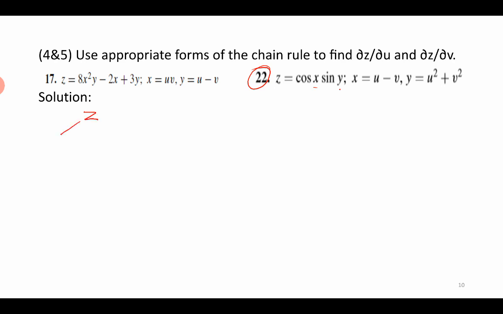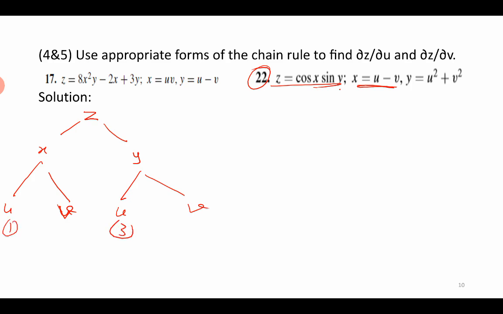z is a function of two variables x and y, isn't it? That's what we have from the given equation. Now x is a function of u and v. y is also a function of u and v. So there are four branches, and 1 and 3 are ending with u, 2 and 4 are ending with v.